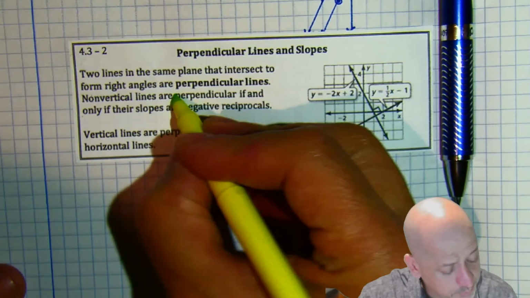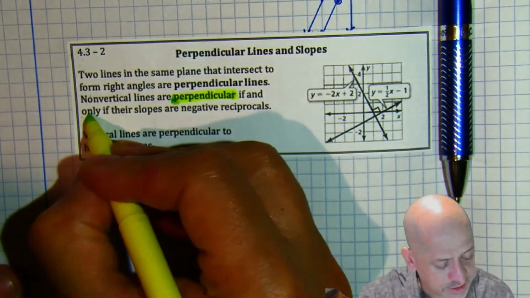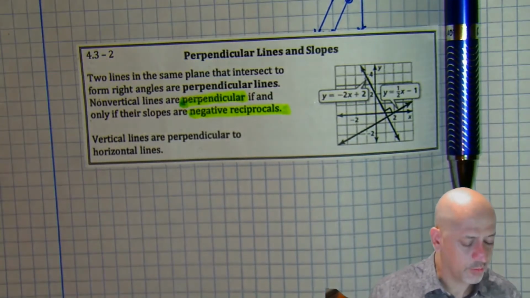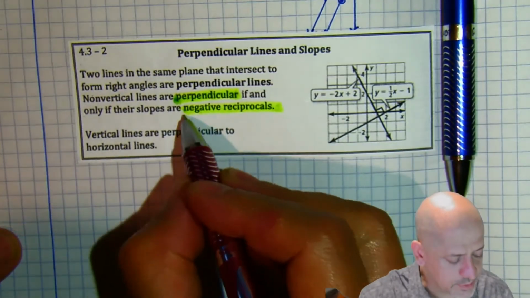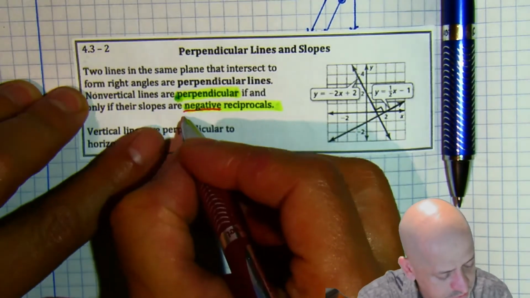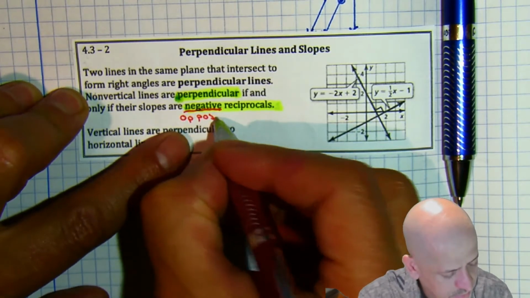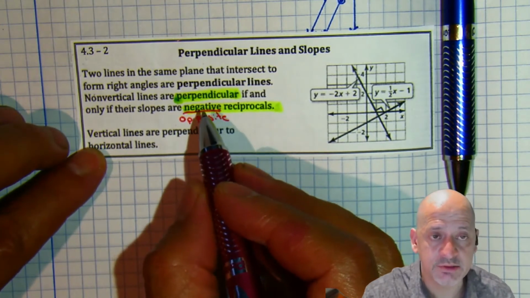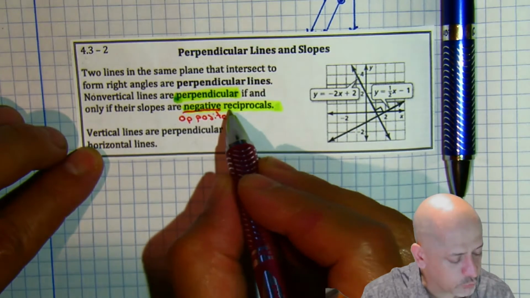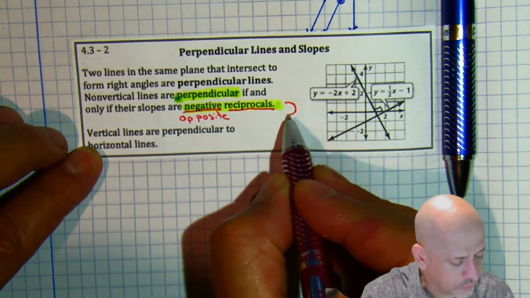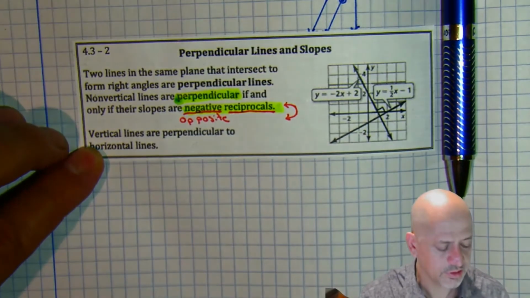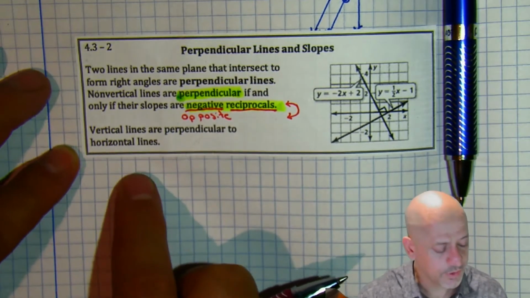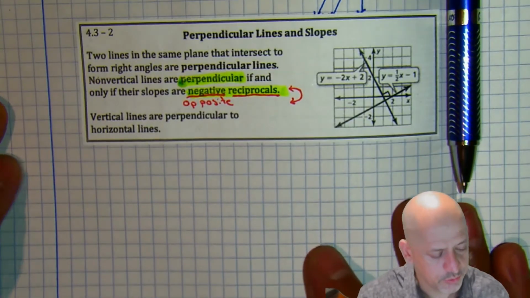And two lines are perpendicular if and only if, once again, their slopes are negative reciprocals. So basically, negative is going to be the opposite. So let's write down opposite. Because if it's negative, it's going to be positive. If it's positive, it's going to be negative. And remember that word reciprocal, basically you're going to flip the fraction. Vertical lines are perpendicular to horizontal lines. So let's go through example number 2.